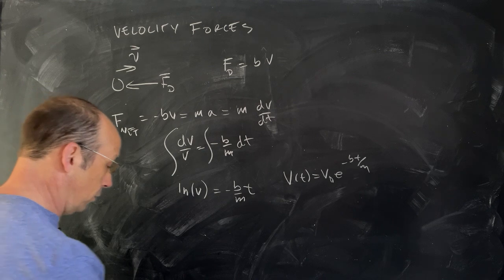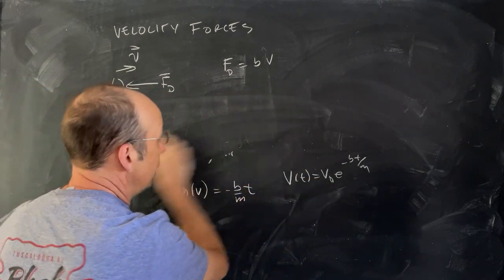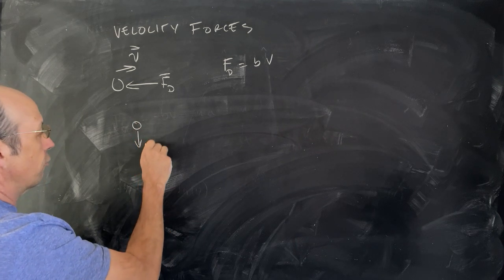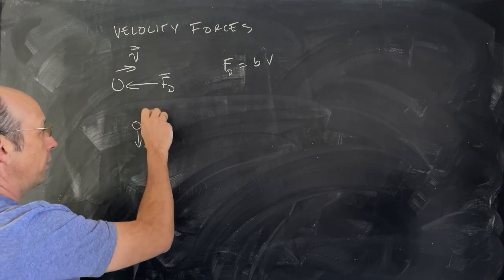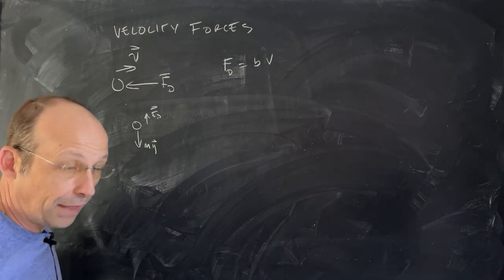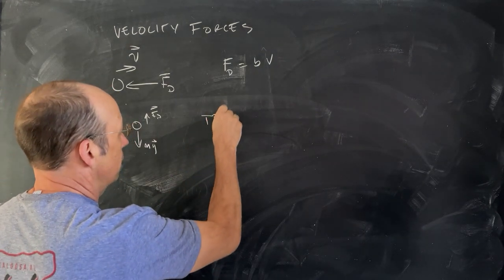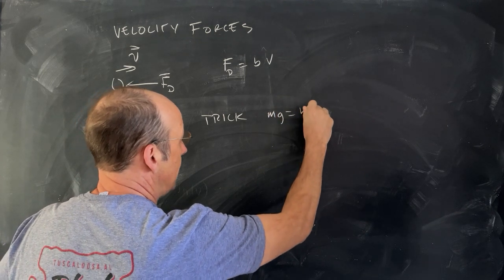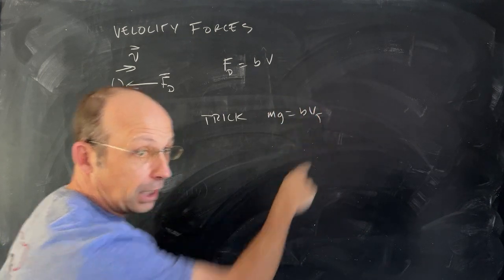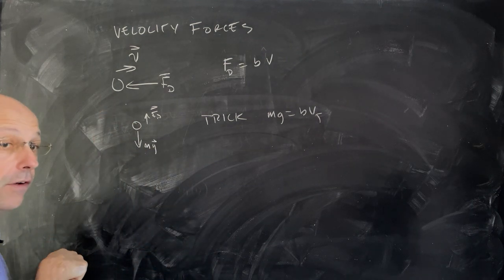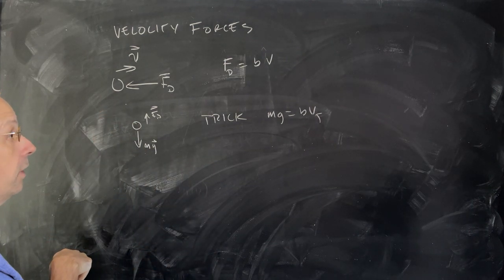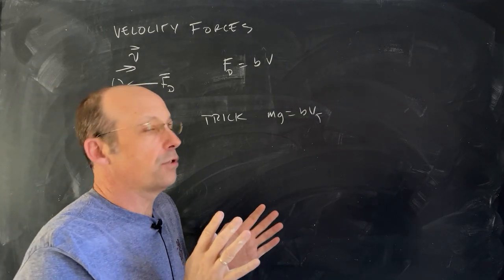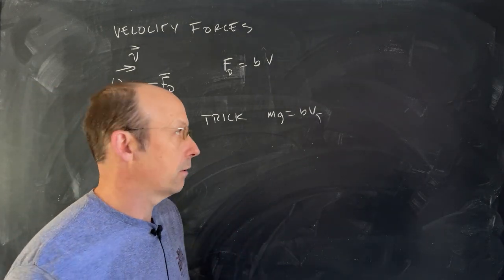Now, the next thing that we do is we say, okay, that was fun. Let's do a dropping ball. So it has a gravitational force and then the drag force upwards. And how do we solve that? And here we use a trick. We say mg is b v_t. So that's the terminal velocity. And we can rewrite the problem. We can rewrite Newton's second law in terms of this new velocity, or a u substitution, and you can solve this problem. It's not that bad. Okay.